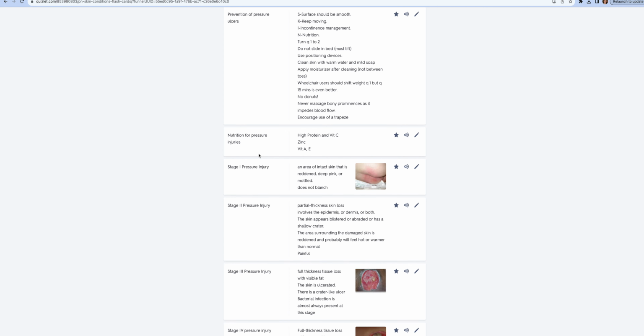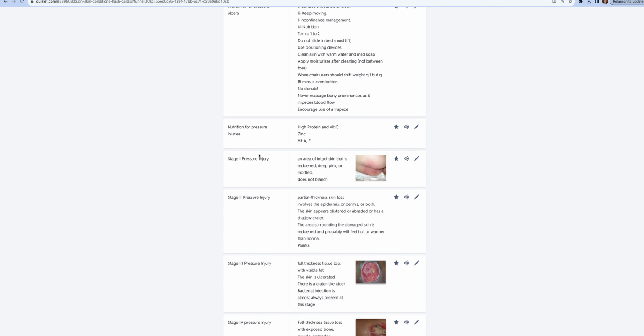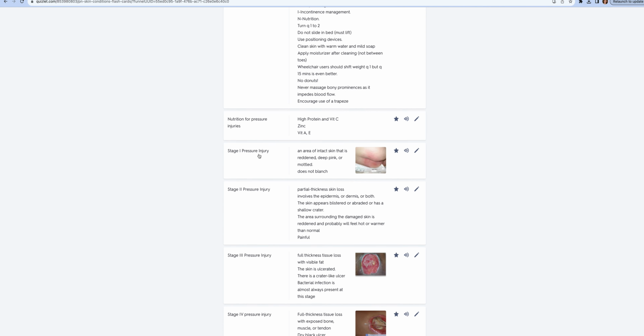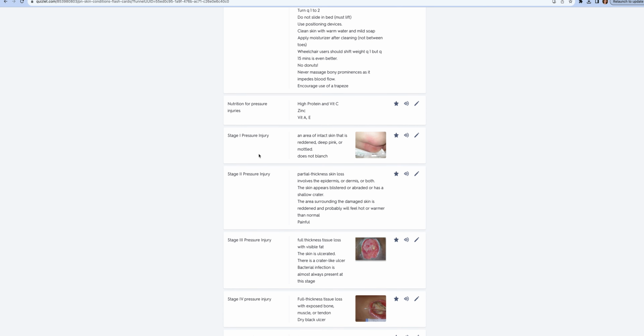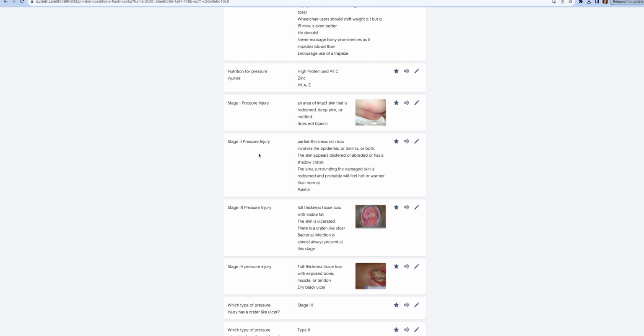So nutrition for pressure ulcers, I mentioned high protein and vitamin C, but also zinc, vitamin A, and E. Okay, with these stages I'm going to present, you are going to need to know the characteristics of them. So stage one: the skin is still intact, but it's red, deep pink or mottled, and it does not blanch. Stage two pressure injury, now we're going to partial thickness, so they're going to have pain. It involves the epidermis and possibly the dermis. The skin is going to be blistered or abraded or have a shallow crater.